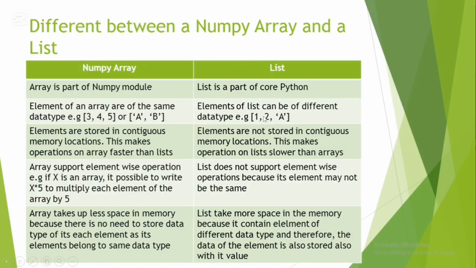It has to store it specifically for each element in the list. So the list takes more space in memory because it contains elements of different data types, and therefore the data type of the element is also stored along with its value. So now instead of just storing one thing, it's going to store two different things for each element: the value of the element and the data type of the element. Whereas in the NumPy array, we only store the value, and the data type is stored once to identify the data type of everything.